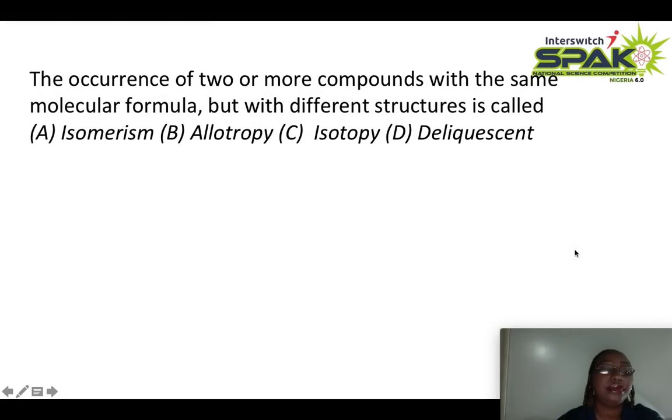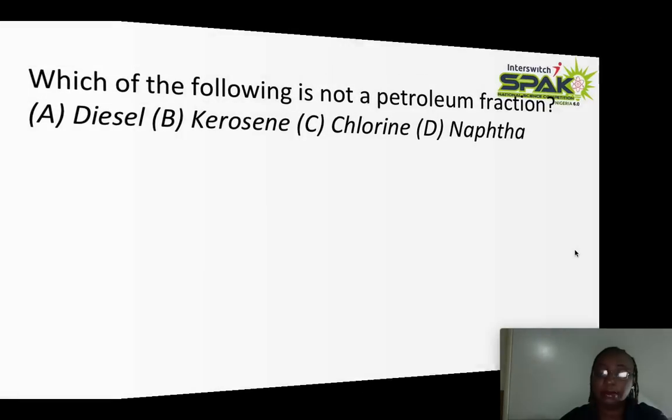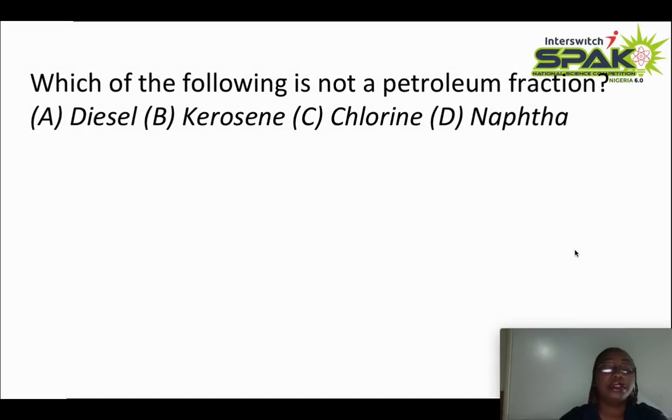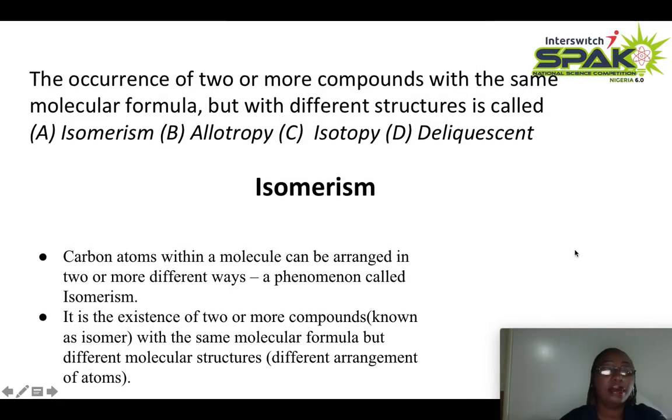Next question. The occurrence of two or more compounds with the same molecular formula but with different structures is called, is it isomerism, allotropy, isotopy, or deliquescence? And the answer is isomerism. Before we go to the next question, let's quickly look at that. Carbon atoms within a molecule can be arranged in two or more different ways, which is called isomerism, the existence of two or more compounds known as isomers with the same molecular formula but different molecular structures.